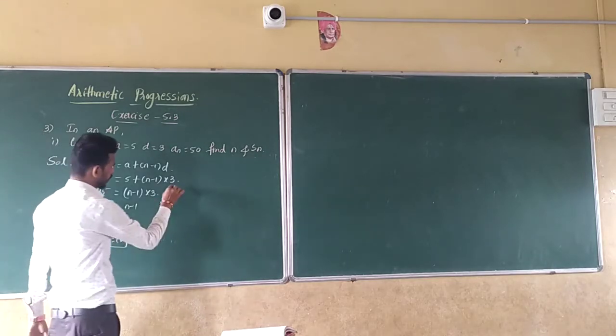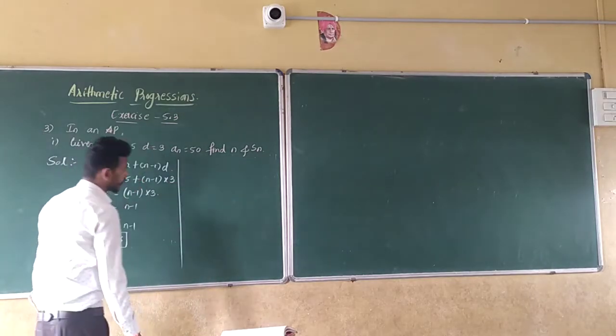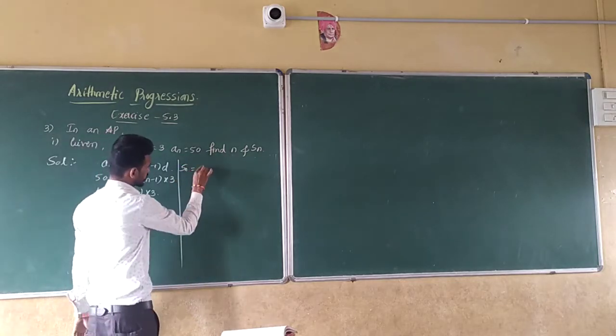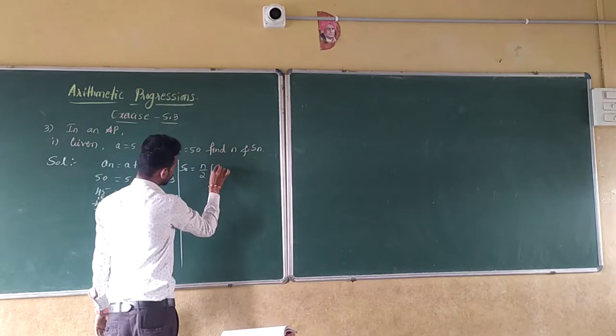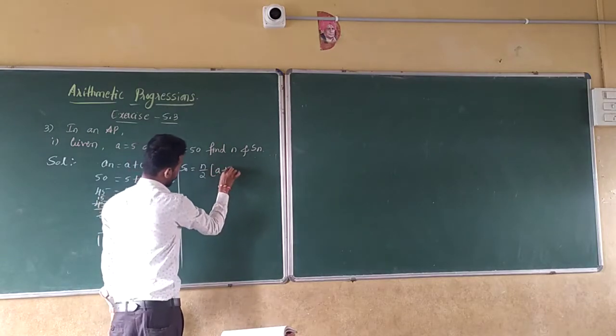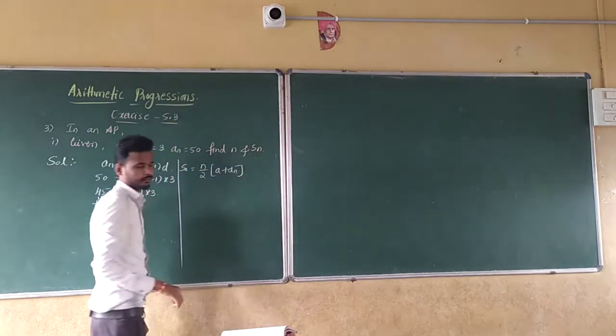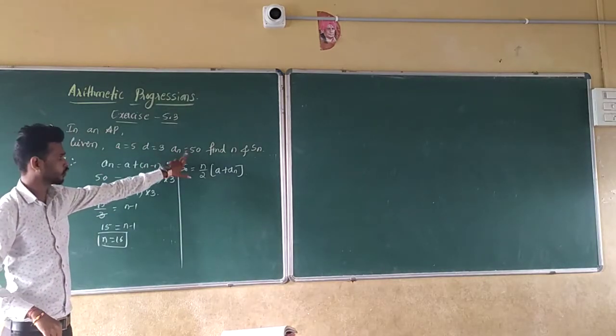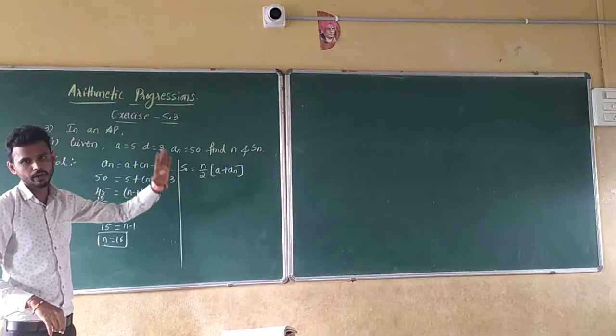Next, what we need to find out? Sn. Sn is equal to, what is the formula? n by 2 into a plus an. Use the second formula, because an is given here. So it is better to use the second formula of Sn.